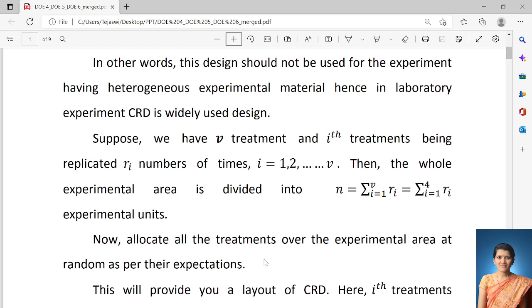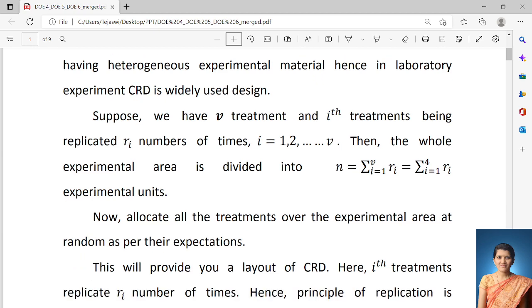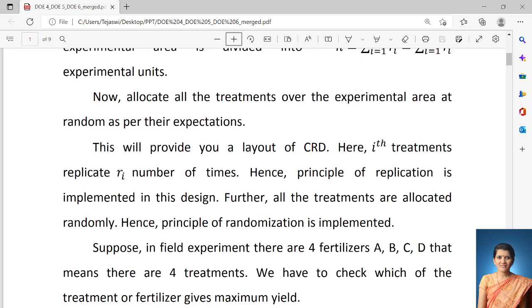Now allocate all the treatments over the experimental area at random. This will provide you a layout of CRD. The ith treatment is replicated Ri number of times, hence the principle of replication is implemented in this design. Further, all treatments are allocated randomly, hence the principle of randomization is implemented. Means here two principles are implemented.